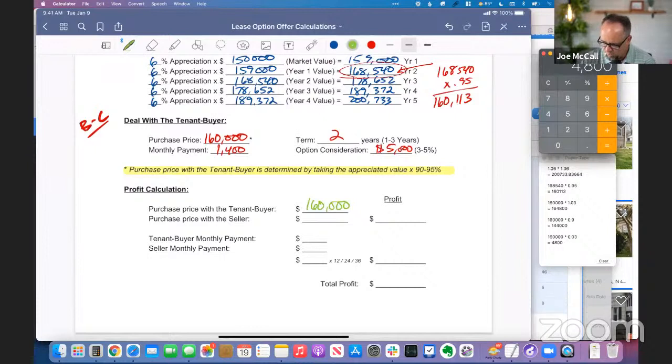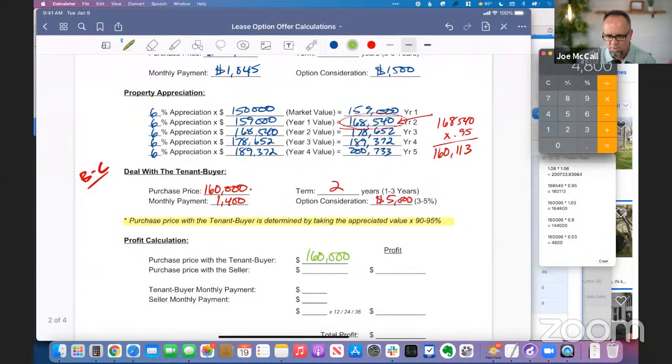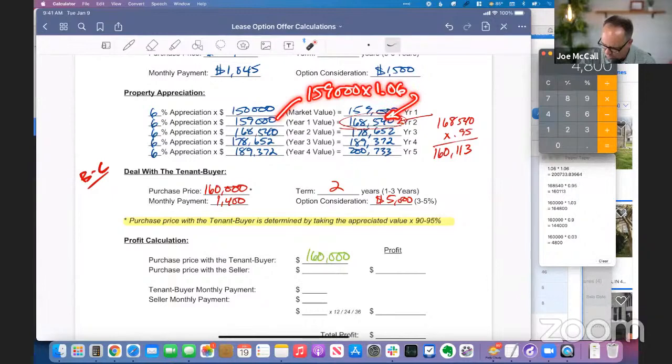Somebody's asking me, where did I get 1.06 from? 1.06 was from this appreciation. To get the higher price, you do 150 times 1.06. Then you do 159 times 1.06 to get you this. Does that make sense? That's the appreciation numbers.